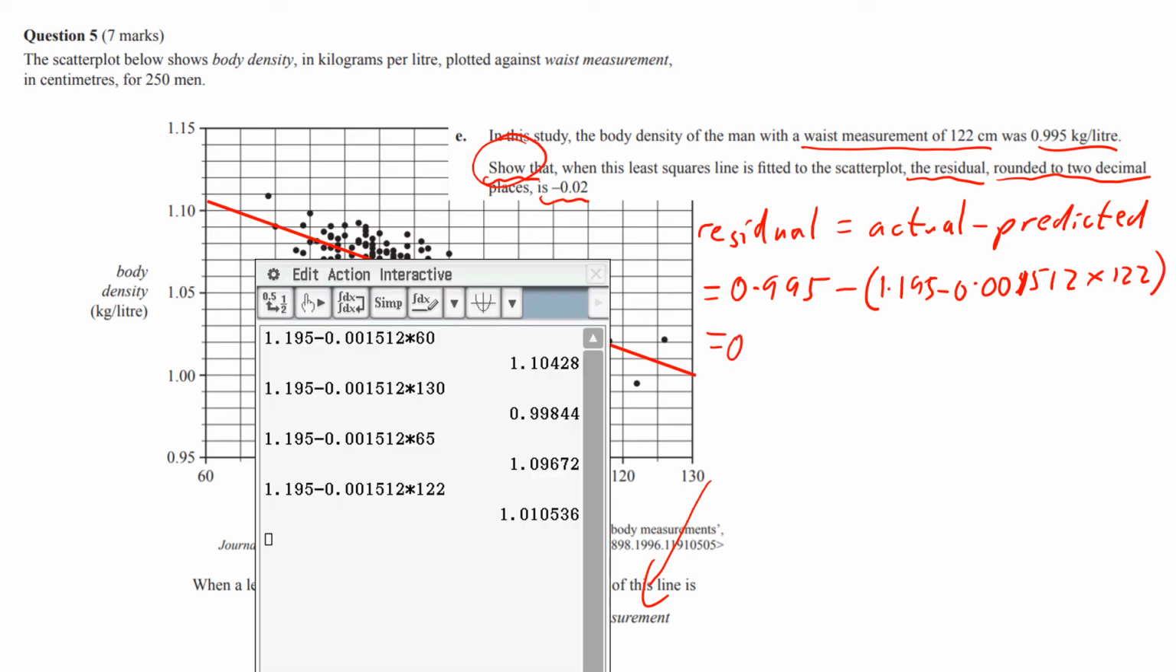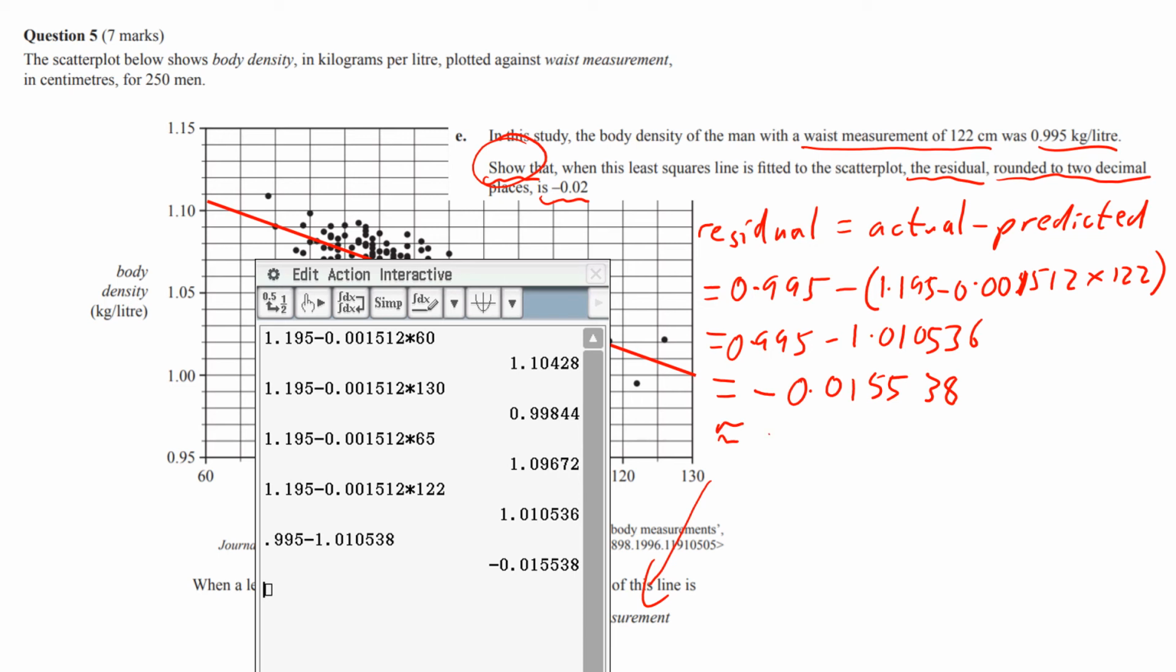And so you get 0.995 minus 1.010536. And what does that equal? You get that. So that's going to be negative 0.015538, which approximately equals minus 0.02, which is what they wanted. And I guess that's how to get the full marks for that.